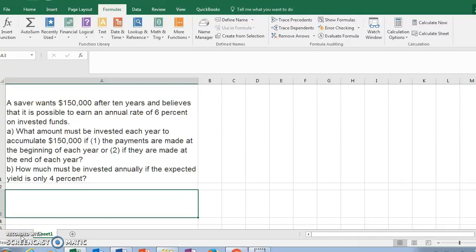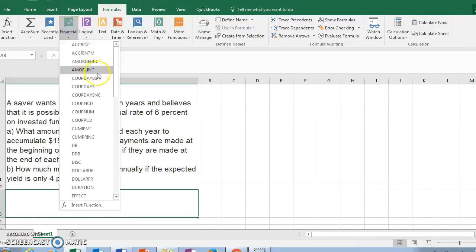So I would look at this problem and ask, what am I trying to find? I'm trying to find the payment of the annuity because I know what the future value is, $150,000. I know the time, the number of periods. I know the interest rate. So I want to solve for payment.